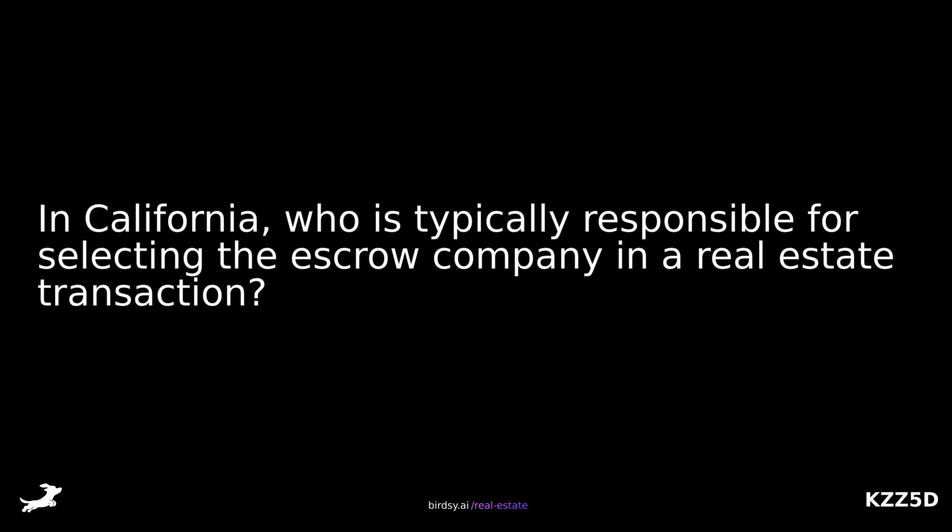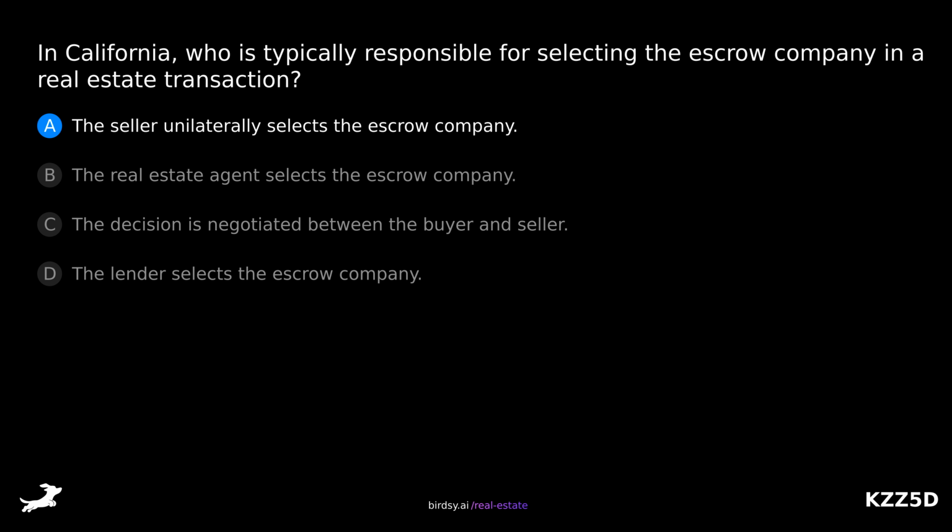In California, who is typically responsible for selecting the escrow company in a real estate transaction? Is it A, the seller unilaterally selects the escrow company? B, the real estate agent selects the escrow company? C, the decision is negotiated between the buyer and seller? Or D, the lender selects the escrow company? The answer is C. The decision is negotiated between the buyer and seller.